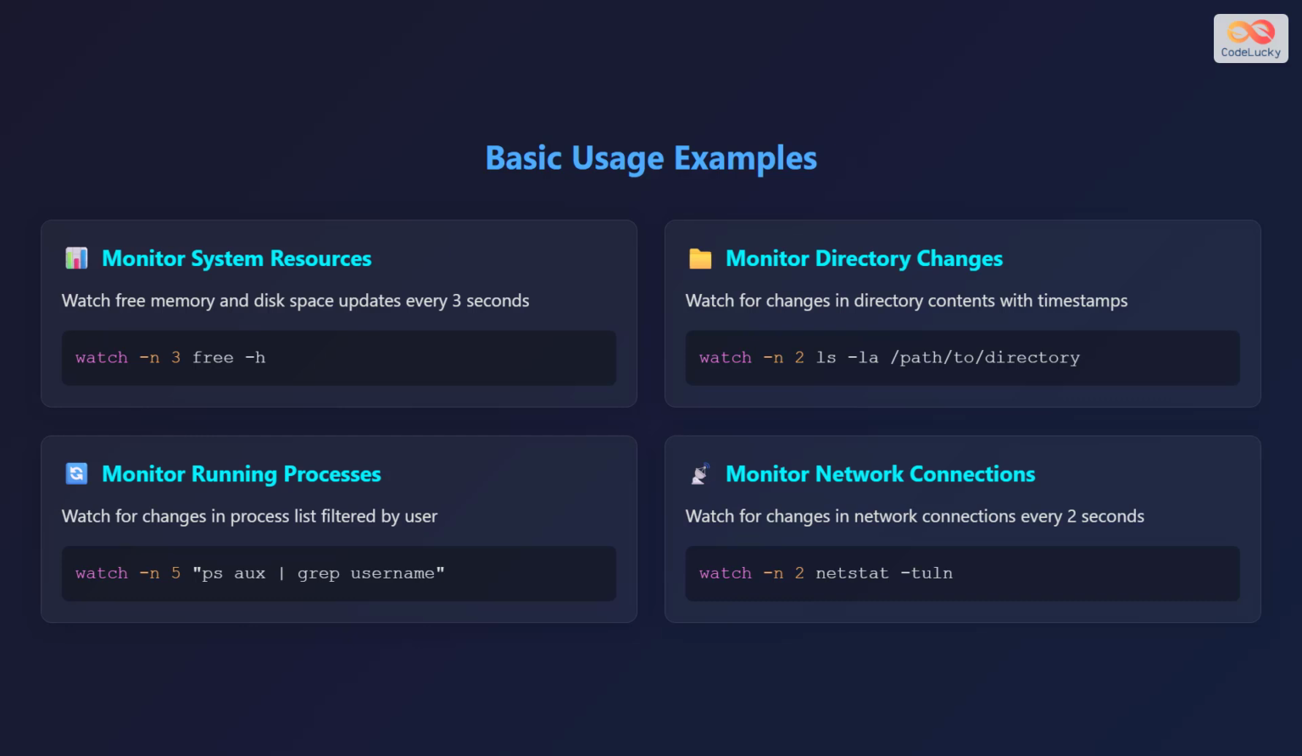Third, to monitor running processes, use the command watch -n 5 "ps -aux | grep username". This will watch for changes in a process list filtered by a specific user. Fourth, to monitor network connections, use the command watch -n 2 netstat -tuln. This command helps in watching for changes in network connections every 2 seconds.